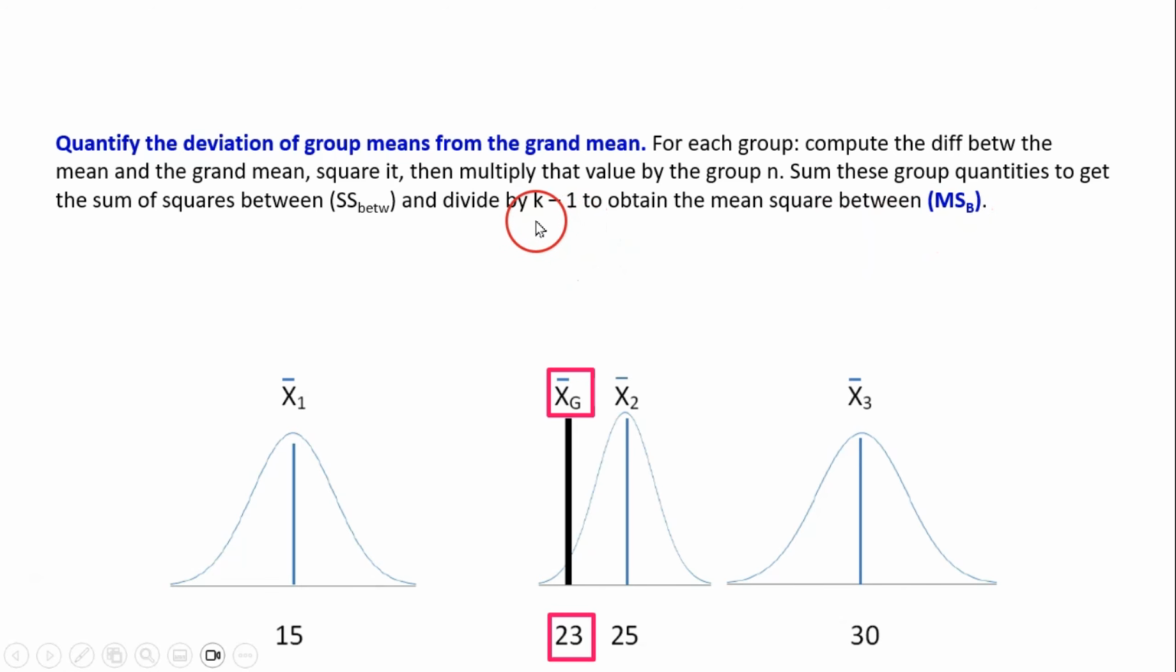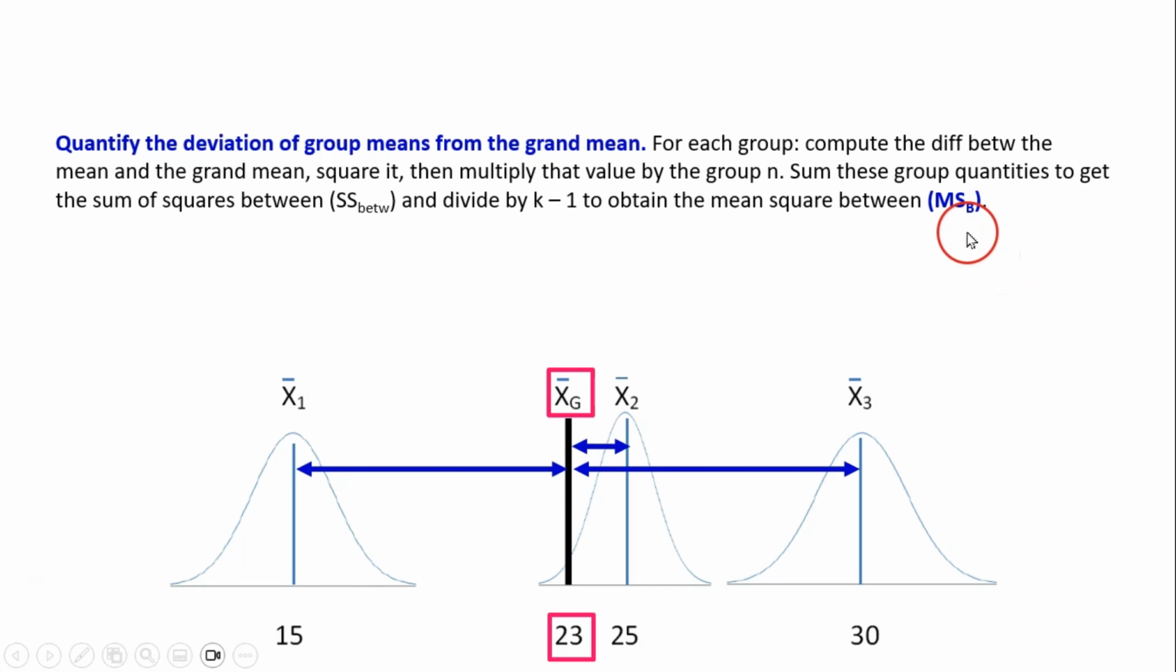So k minus 1, k is the number of groups that you have in your analysis. So in this case, that would be 3 minus 1, which is 2. And so that would give you this quantity called the mean square between, and it forms the numerator of the F statistic.